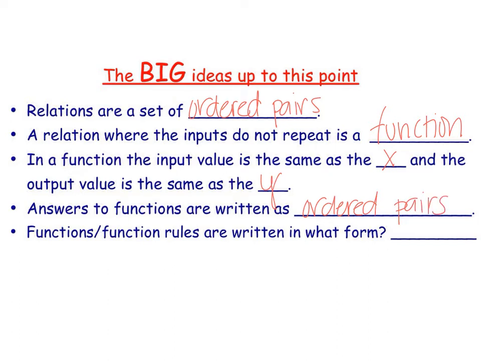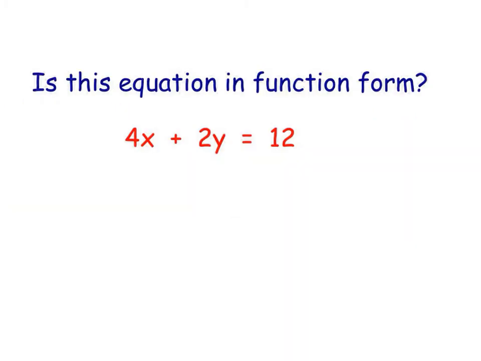All functions and function rules are written in the format of y equals mx plus b. The y is first, then an equal sign, then something x plus or minus another number. We're going to look at today, as I said, what if an equation isn't in this form? How can we get it into that format? Let's look at this equation, 4x plus 2y equals 12. Is this in function form? Is it in the format of y equals mx plus b? Hopefully you notice right away that it is not in function form.